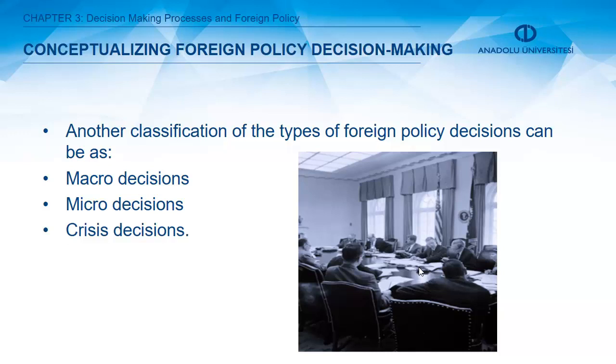Now, the other classification of the types of decisions suggests that there are three types of decisions: the macro decisions, micro decisions, and crisis decisions. Now, macro decisions occur in a broader, larger manner. This means that they are not responses or reactions to sudden, unexpected situations, and they are, on the other hand, made on a relatively large time scale, and mainly they are made within large or broad groups of decision makers.